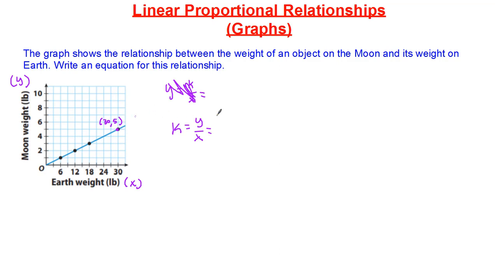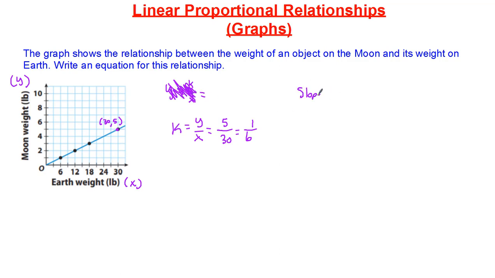Alright, so our y value here is 5, our x value here is 30. So divide top by 5, divide bottom by 5, I get 1/6. Now I can turn this into a decimal, but I'm not going to. I'll just keep it as a fraction when I put it in my equation. So k is equal to 1/6.